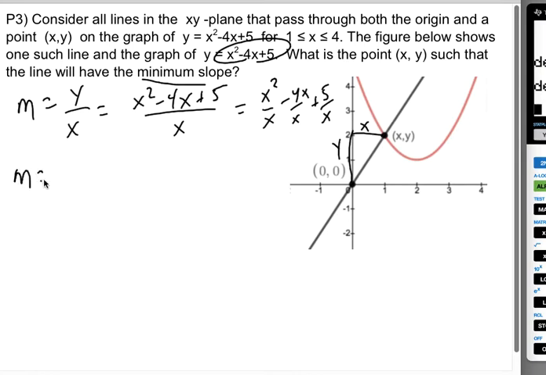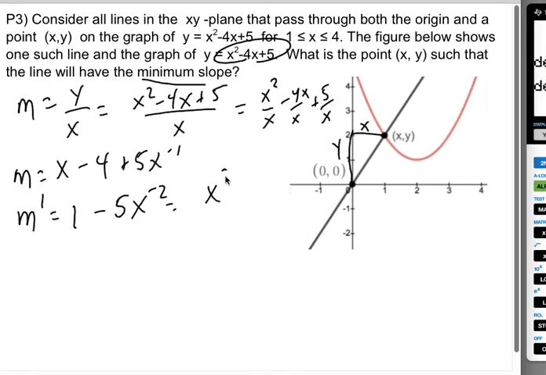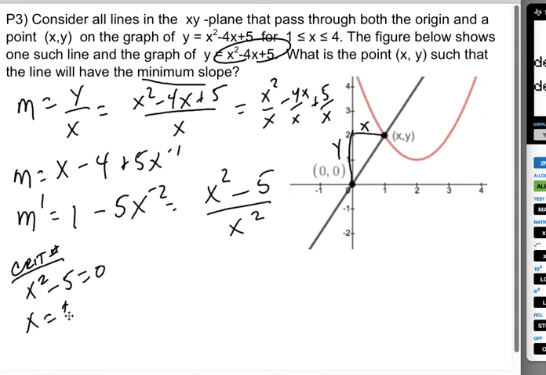So my slope is x minus 4 plus 5x to the negative first. When I differentiate, I get 1 minus a 5x to the negative second, which I'm probably going to rewrite as an x squared minus 5 all over an x squared. So when I want my critical numbers are when x squared minus 5 is 0, which is going to be at x equals plus or minus the square root of 5. And when x squared equals 0, which is at 0, right? Because that's when m prime does not exist, and this was when m prime was 0, right?